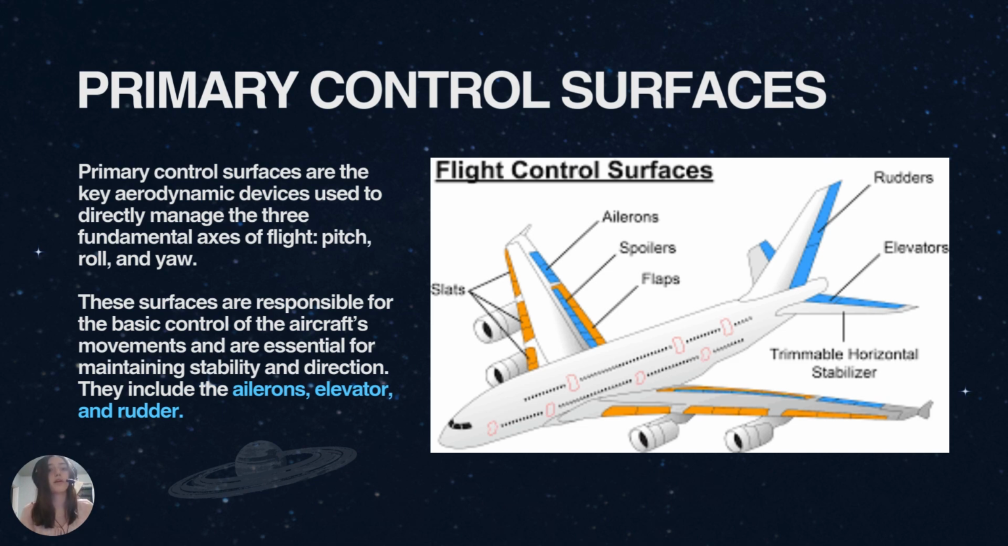Which are the primary control surfaces? Well, the primary control surfaces are the key aerodynamic devices that are used to directly manage the three fundamental axes of the flight: the pitch, the roll, and the yaw. These surfaces are responsible for the basic control of the aircraft movements, which are essential for maintaining stability and direction. Basically, they are the ones in blue, which are the ailerons, the elevators, and the rudders.